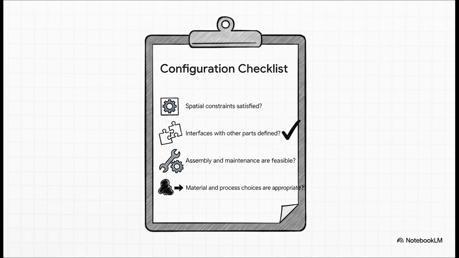Have we really checked all the spatial constraints? Will it fit? Are all the interfaces, where it bolts onto other parts, fully defined? Are we absolutely sure this can be assembled and then maintained down the road? And finally, are we still confident that our material and manufacturing choices make sense? If you can confidently tick every one of these boxes, then congratulations, your configuration is good to go.